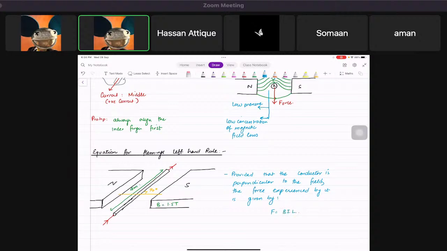Now let me tell you what exactly this equation is. So you can remember as force equals to Bill, and this is basically the force experienced by the conductor, and this is the magnetic field strength, this is the current, and this is basically the length of wire exposed. So that means the length of wire that is within the magnetic field. Is it clear, everybody?